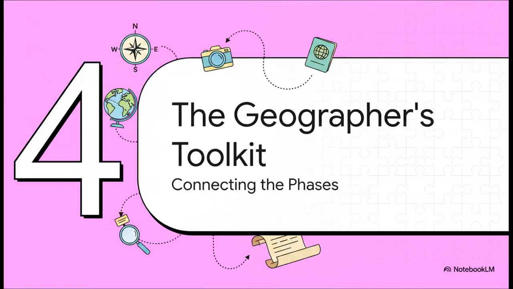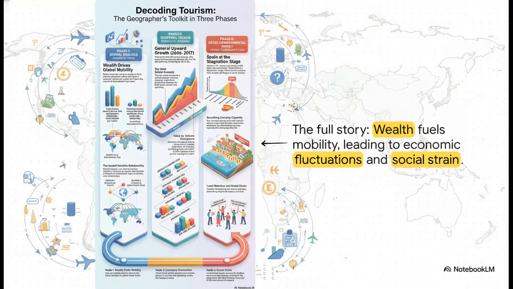So let's bring it all home now. We're going to use our Geographer's Toolkit to quickly recap the full story that we've just covered across all three of these phases. You see, it all fits together into one logical, connected story. High national income drives global travel. That travel creates economic trends in arrivals and spending, and if that growth goes completely unchecked, it can overwhelm a destination, blow past its carrying capacity, and lead directly to the kind of local backlash we saw happening in Spain.